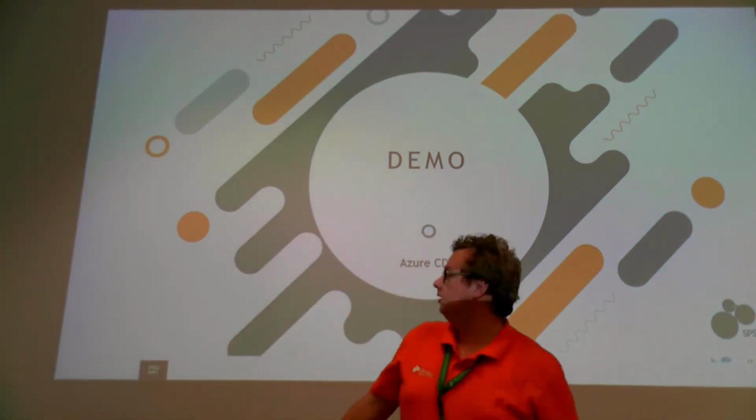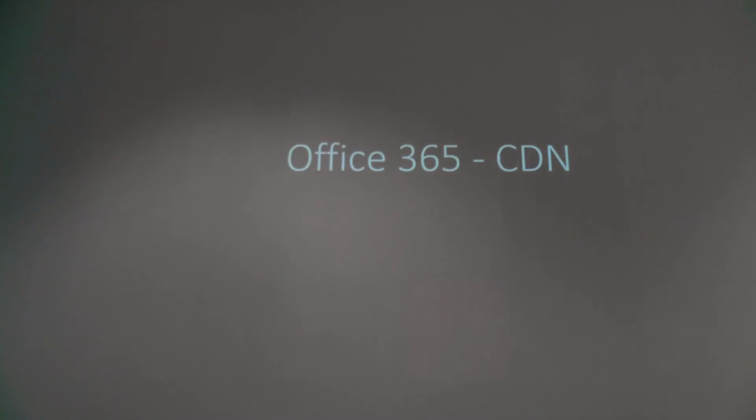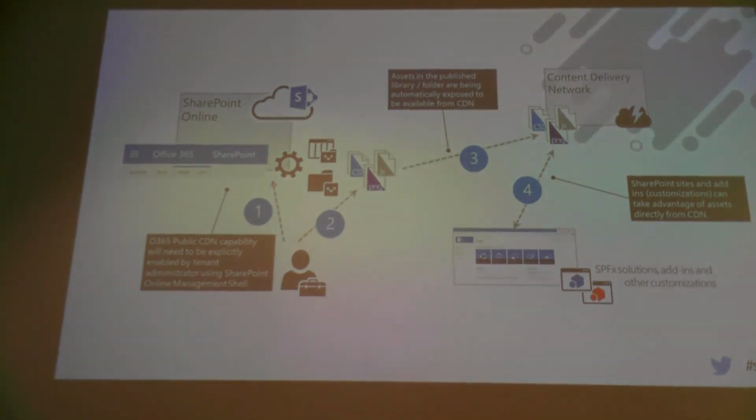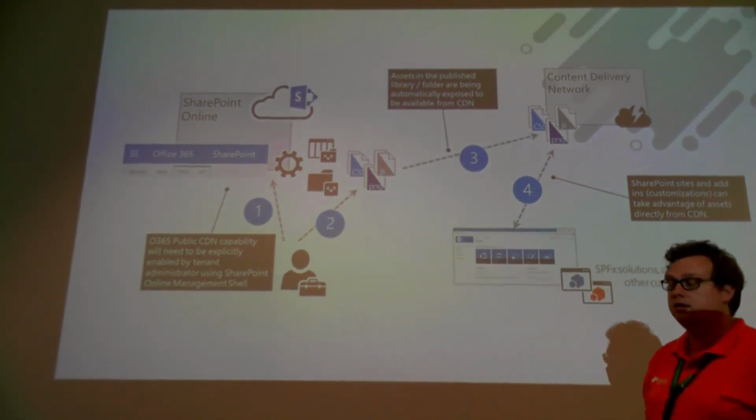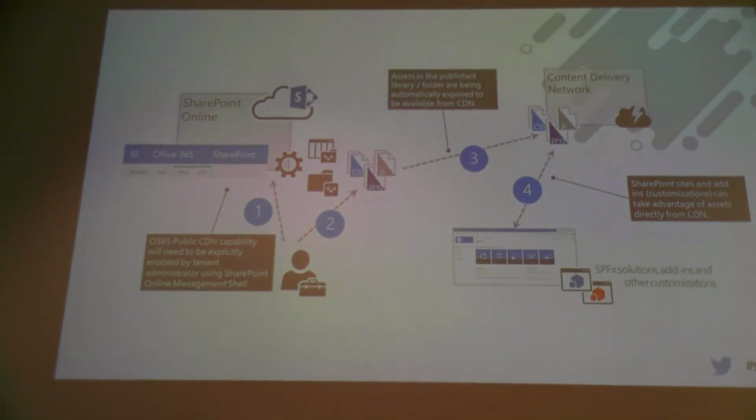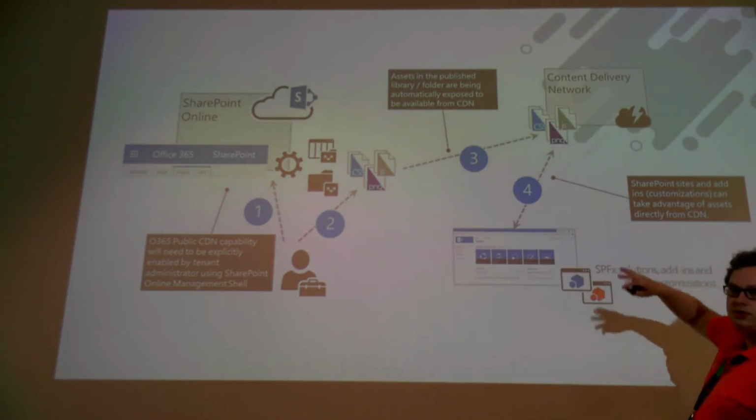Then indeed we have another thing, Office 365 CDN. So what will it do? It will upload all those files. You need to first enable it by using PowerShell. A tenant administrator has to do it. And then you have to say with PowerShell that this specific document library, this specific folder needs to be CDN enabled. Then it will upload every asset from that library, from that folder to the CDN, so it will be exposed from the CDN. And then if you're hitting the SharePoint page, you will automatically go to the CDN to get those files. Okay.